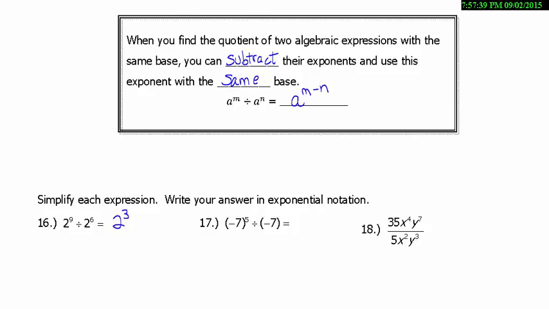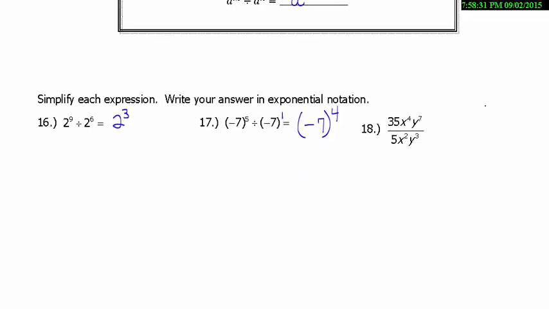In 17, remember there is an invisible 1 right here with that second negative 7. Because we're dividing, we get negative 7 to the 4th power. Remember, because it's a negative base, from last note, we must include parentheses. Number 18 is tricky. Notice the 35 and the 5. These are called coefficients. I'll circle those for you right here, a 35 and a 5. Those are called coefficients. They are not the exponent. They are not the base. Just deal with them like you would normal numbers.